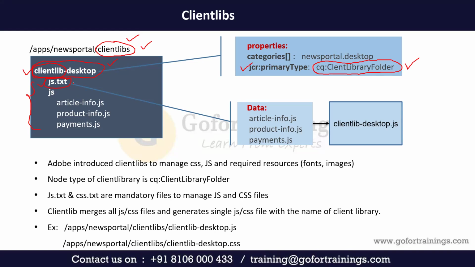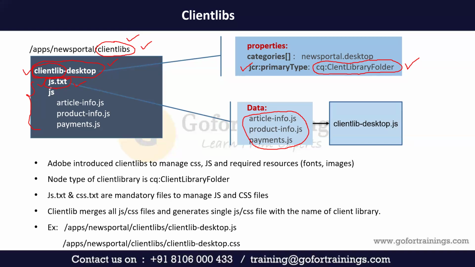Here js.txt is an index file. In this index file, we have to mention all the JavaScript file names. This is an index file, and this is not a source. The js.txt contains all the JavaScript files which are available in this client library.